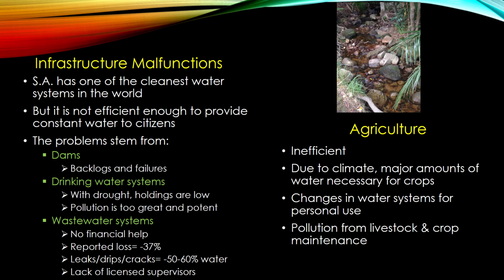Next to the problem with global climate change, infrastructure malfunction is probably the biggest issue regarding the amount of water that is available in South Africa. Surprisingly, South Africa has one of the cleanest water systems in the world. However, it is not efficient enough to provide for the entire general public. The problems regarding overall infrastructure issues are dams. Most of the dam projects have failed or are on an indefinite backlog due to the recent government change, lack of education, lack of money, all that.